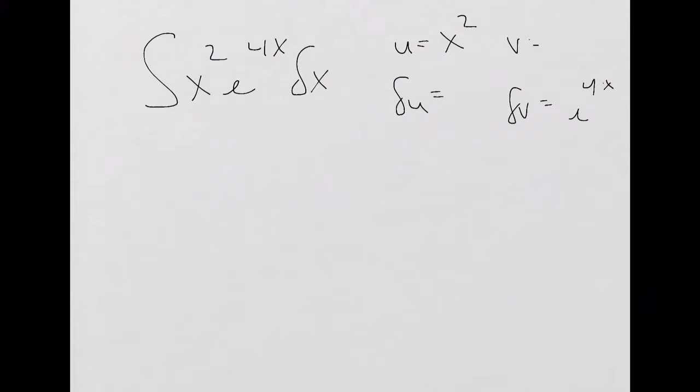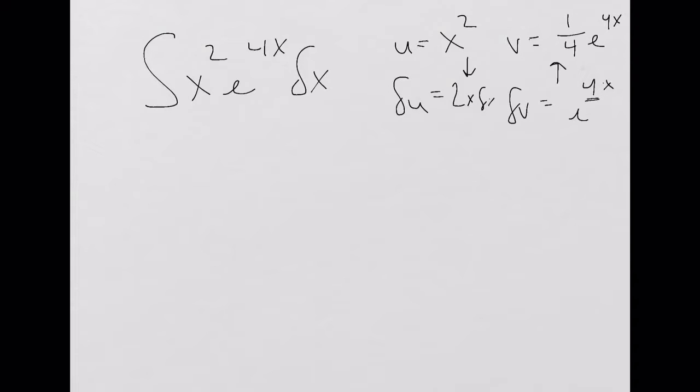So if I'm taking the derivative of u, that would just be 2x, and I could put a little dx there. And then my dv, if I want to go backwards to find what v is, so the derivative of e to the 4x is e to the 4x, but I would have had to multiply it by that 4. So working backwards, I have to divide by that 4.